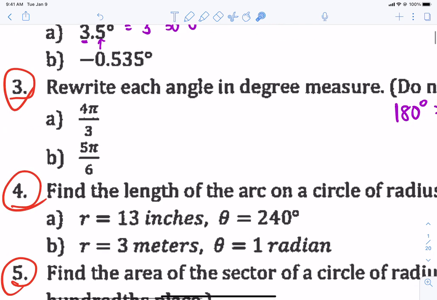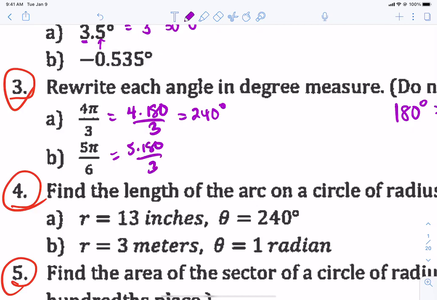And so for 4 pi over 3, we're going to do 4 times 180 divided by 3. And just reduce that down as much as you can. And so that's 240 degrees. Okay? And so this one's going to be 5 times 180 divided by 3, which is 300 degrees.